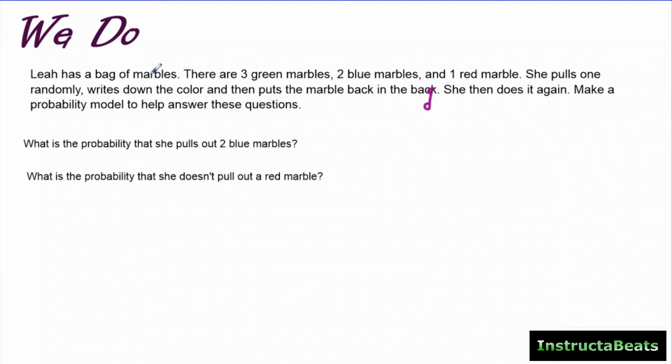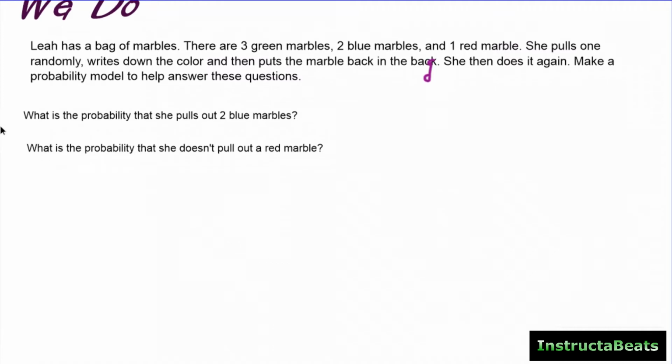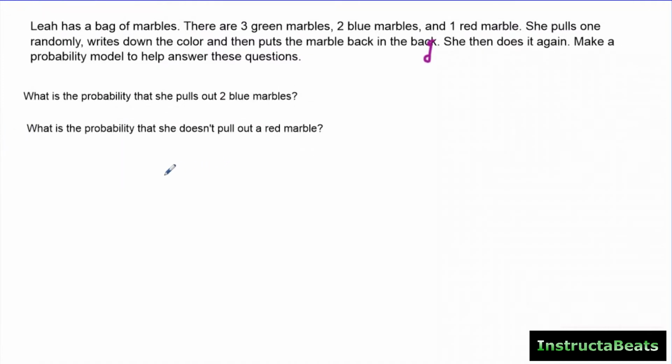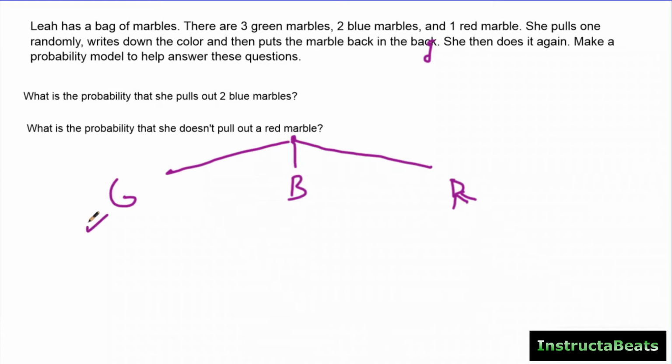We want to make a probability model to help us answer these questions. The first thing we're going to do is a tree diagram. On our first draw, she can either draw green, blue, or red. These are the 3 different outcomes that are possible. Then we draw our limbs out, and after she does that, she's putting it back in the bag, which means she can draw another green, blue, or red. Okay, and we draw our limbs there.